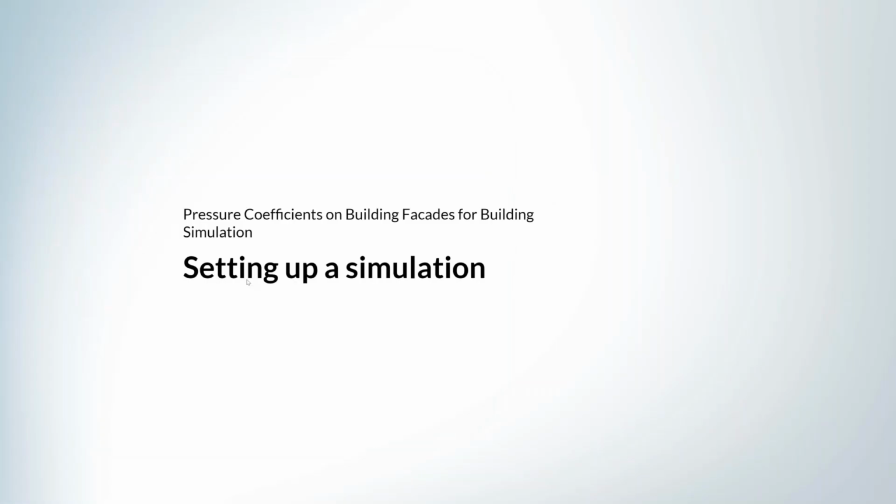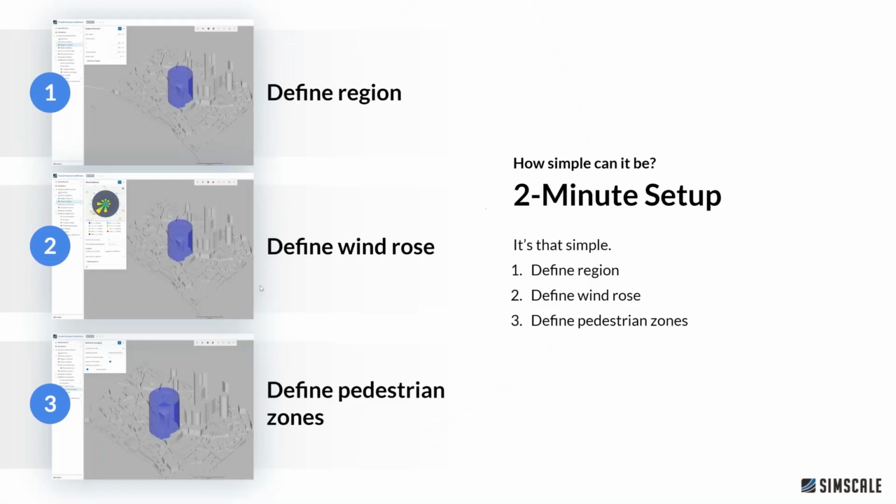I said that I was going to briefly take you through the simulation setup. We do pride ourselves in the fact that it's a very fast and easy workflow. And to show you how fast and easy it is, I'm going to show you the SimScale platform straight after these slides. So in a nutshell, it's a 3-step process. You would define the region that you're interested in, define the windrows in which you want to apply these simulations, and then you would define a pedestrian zone.